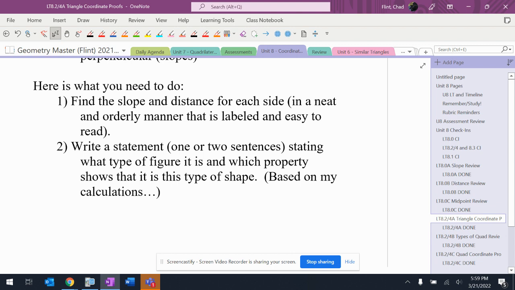I start every one of mine with "based on my calculations" for 3 reasons. Number 1, it reminds me that I better have done some calculations. Okay, if I'm saying a statement and I have no calculations, it doesn't make a lot of sense. Number 2, it tells the person grading it, I did some calculations, go look at them. That way I don't have to write as much, because I can just talk about how maybe the slopes are the same, they're parallel, and you can go look at them. Okay, number 3, makes me sound like I know what I'm talking about.